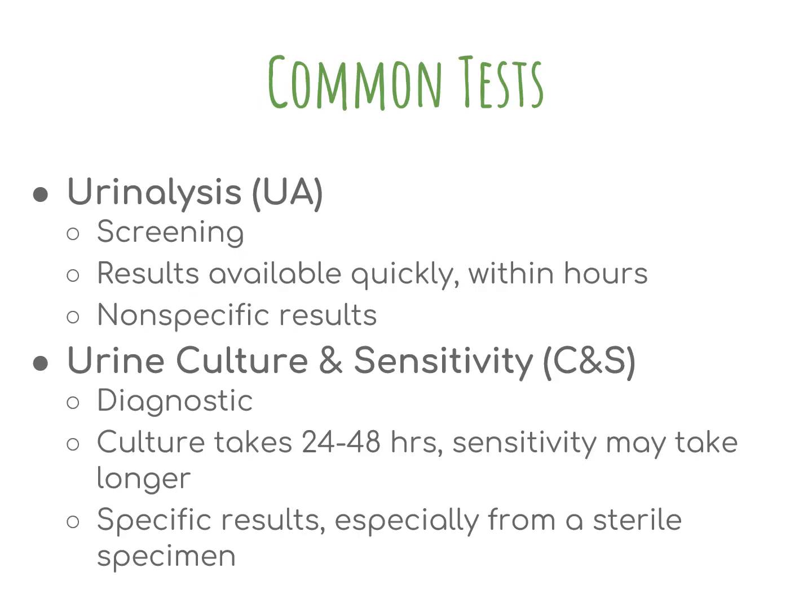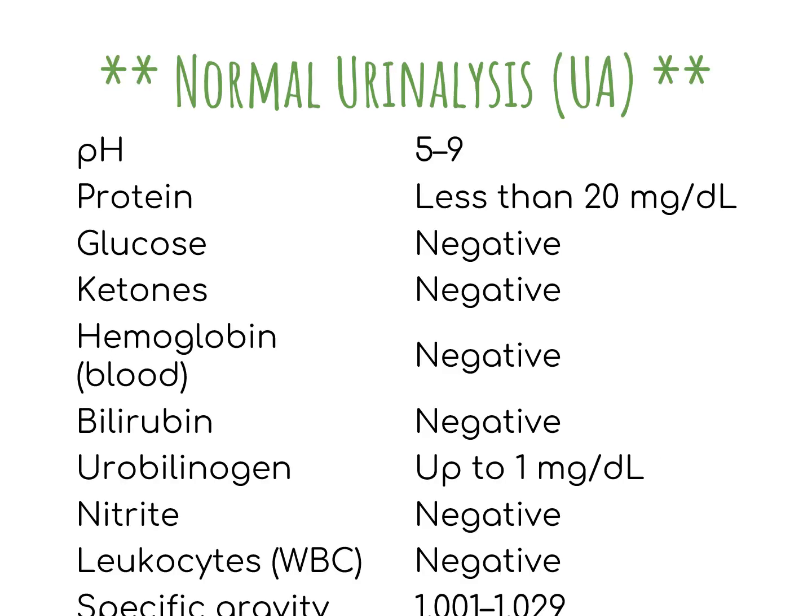Common tests include a urinalysis. This is a screening tool, and results are available rather quickly, within hours, and these provide non-specific results. A urine culture and sensitivity is a diagnostic tool. Cultures take about 24 to 48 hours, and the sensitivity may take even longer. These provide more specific results, especially from a sterile specimen. Please know normal urinalysis lab values.